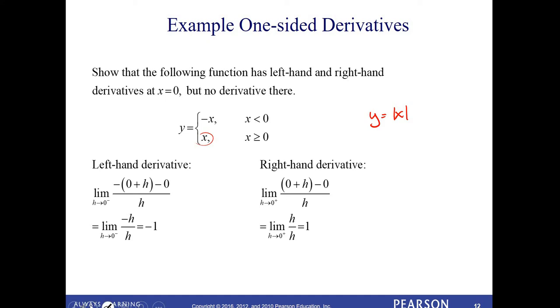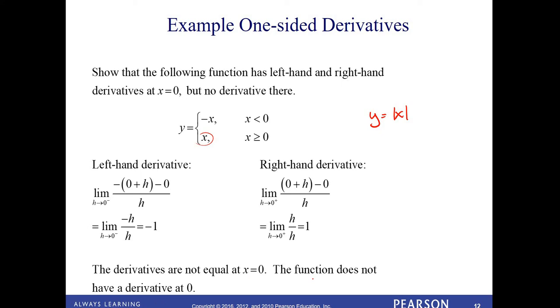Therefore, the limits are not equal. The two derivatives, the right and left-hand derivative, are not equal, so the function does not have a derivative at 0. And that's it for section 3.1.